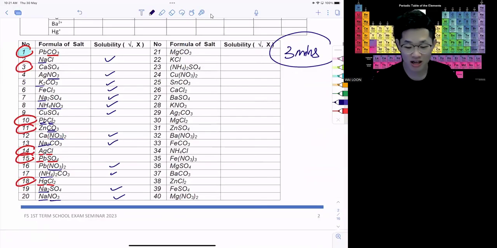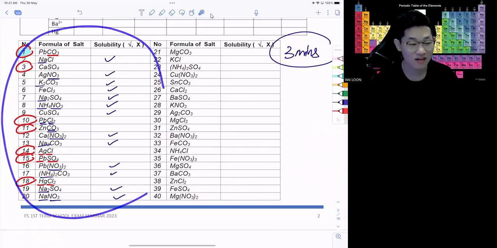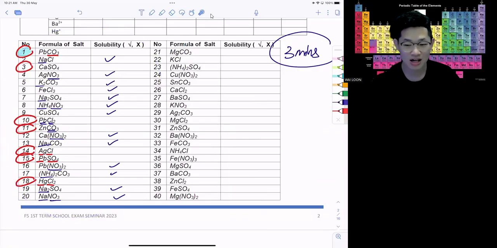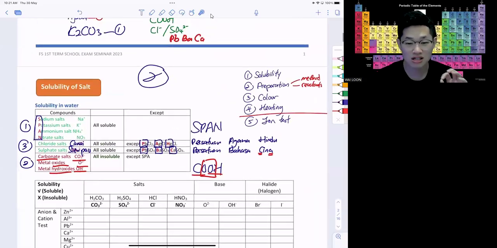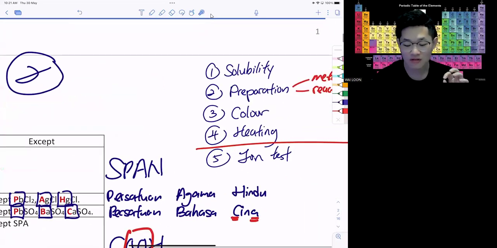Is everything okay on the left-hand side? Any question? If you have any question, please ask, guys. It is very important. Salts is like that. Just like the carbon compounds chapter 2 we are doing right now. If you can't do solubility, there's no way you can proceed to the next one.